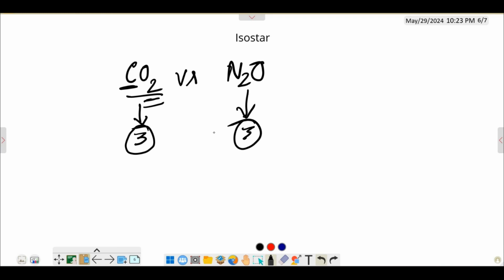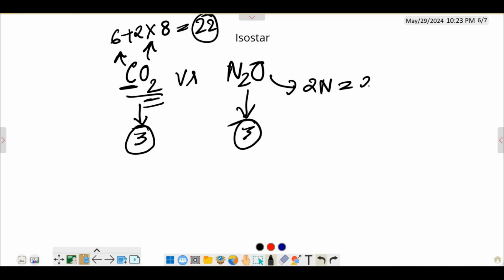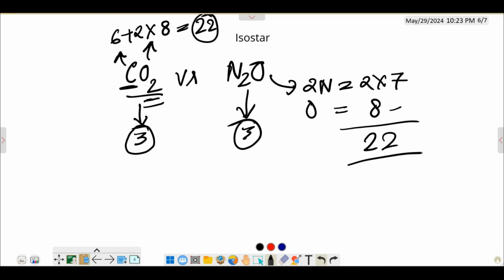Now, if we calculate the total number of electrons, carbon contains 6 electrons and 2 oxygens contain 2 into 8 electrons. So the total number of electrons is 22. In the case of N2O, the 2 nitrogens contain 2 into 7 electrons and 1 oxygen contains 8 electrons. So the total number of electrons is again 22. So in CO2 and N2O, the number of atoms is the same and the number of electrons is also the same. Therefore, these can be considered isosters to each other.